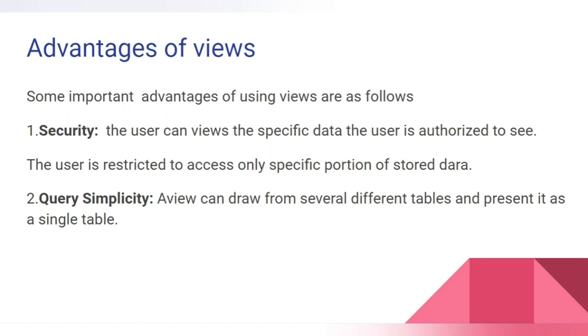Query simplicity. A view can draw from several different tables and present them as a single table. So for query simplicity, if I want to show a view and there we have two tables, table number one and table number two, I specify the columns from the two tables and I want to show a simple view from both tables, not show both tables. That is the query simplicity, to show simple data to the users.